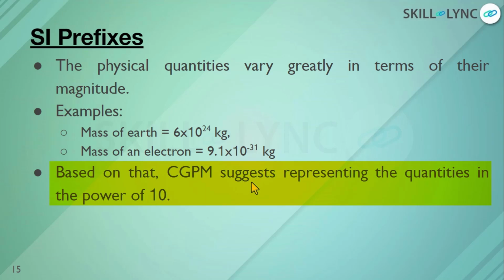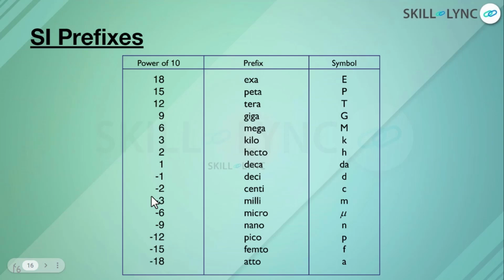Based on that, CGPM suggests representing the quantities in the power of 10. Let's see how it suggests. This is a table provided by the CGPM, and as I have told you, they have decided to fix it in the power of 10. Suppose 10 power 1 is called deca and represented by the symbol da. 10 power 2 is represented by the symbol h and called hecto. 10 power 3 is kilo and represented by the symbol k.